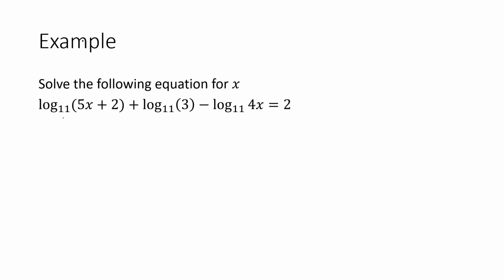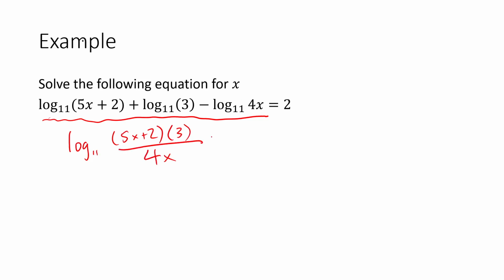We have another opportunity to use the laws of logarithms and simplify the left-hand side so that it's one logarithm base 11 in terms of one argument. So what we have is logarithm base 11. Now we have that 5x plus 2. We're going to multiply that with the 3, and we're going to divide by the 4x. And that whole thing is going to equal 2.